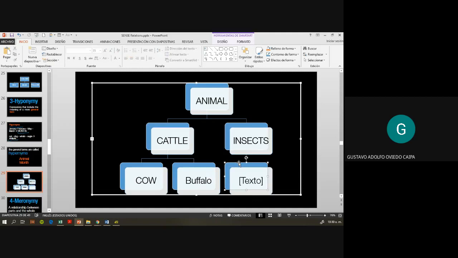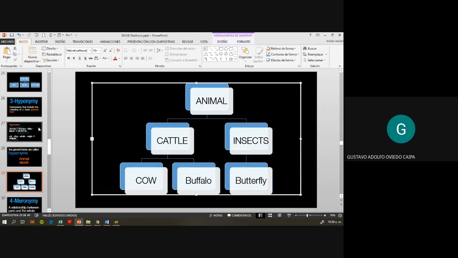All right. So the meaning of insect. Let's say, I don't know, butterfly. Ugh, not a cockroach. I don't even want to think about cockroaches. Disgusting beings. All right.